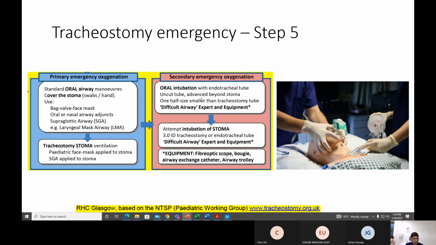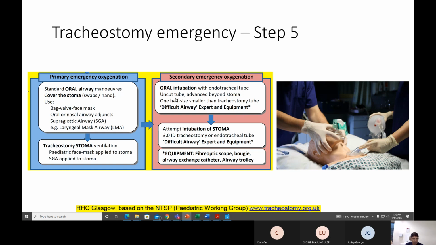If oral intubation is not possible, then you can try intubation of the stoma. Here you can put a 5 bougie through the stoma into the trachea, and then pass a 3 millimeter endotracheal tube over the bougie, and you can use that 3 millimeter endotracheal tube to ventilate the patient until ENT and everybody else is there. So you can use a bougie, you can use a fiber optic scope, an airway exchange catheter, whatever is available to intubate the stoma.